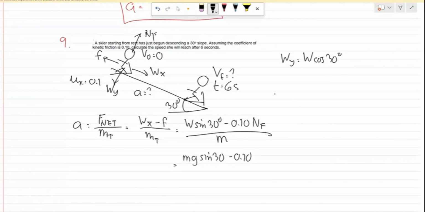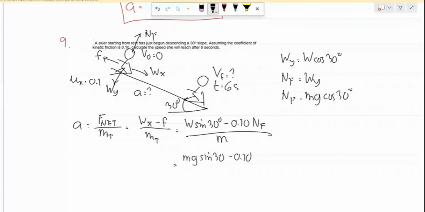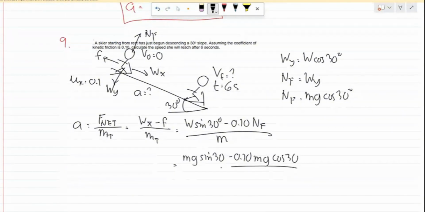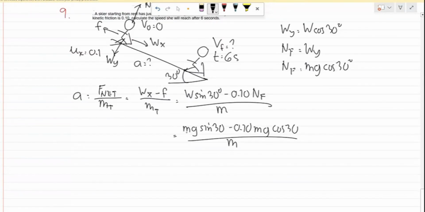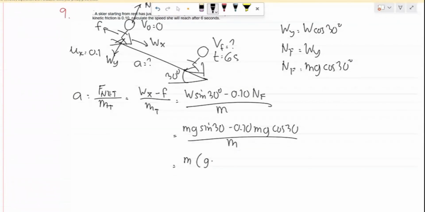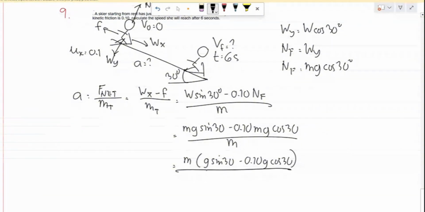So, therefore, guys, if W sub Y is equals to the normal force, we can say that the normal force is simply mg cosine of 30 degrees. So minus 0.10 times m times g cosine of 30 all over our mass. So actually guys, if you are going to factor out yung ating m, siya po ay makakancel out lang. So meron tayong m times g sine of 30 minus 0.10 times g cosine of 30 over the mass.